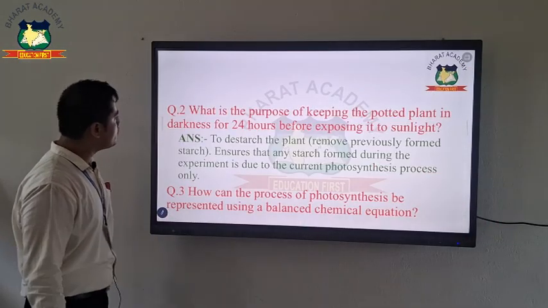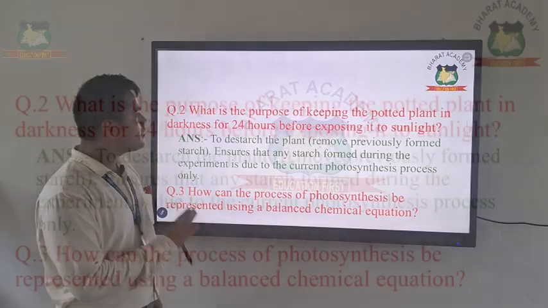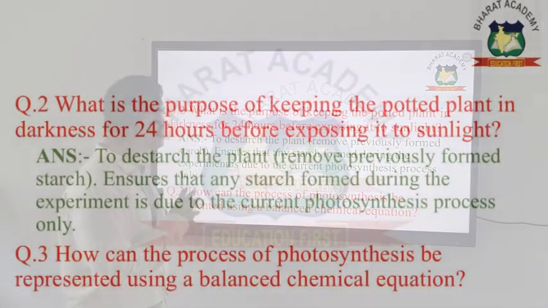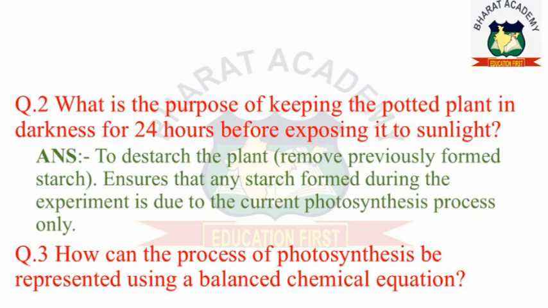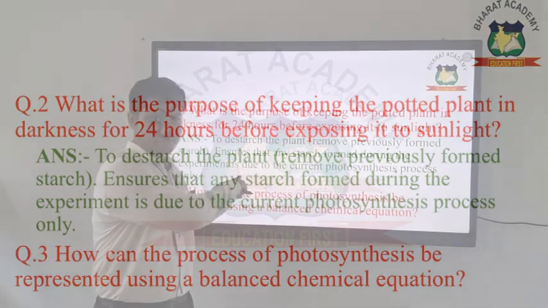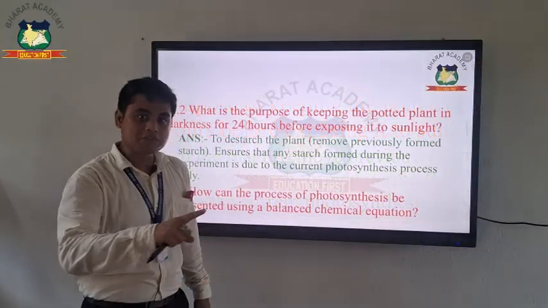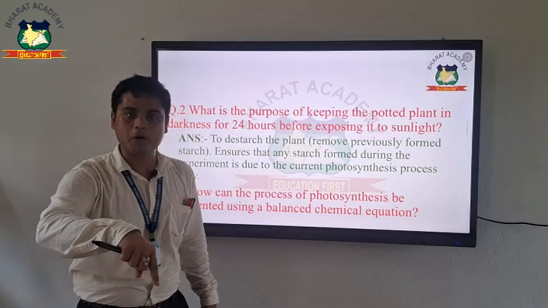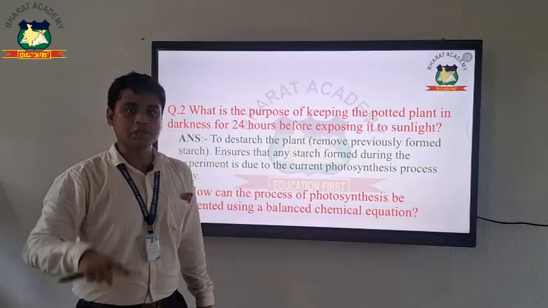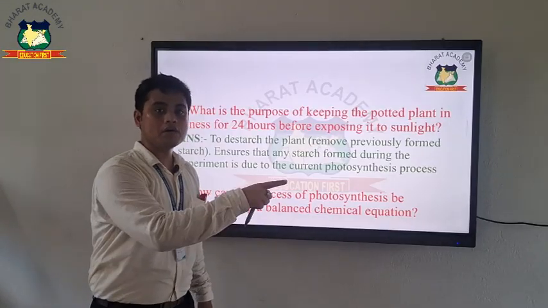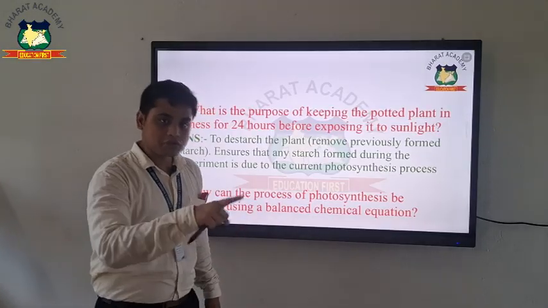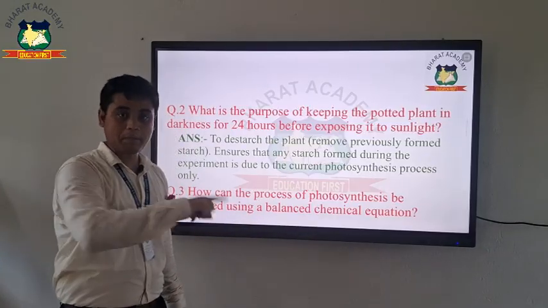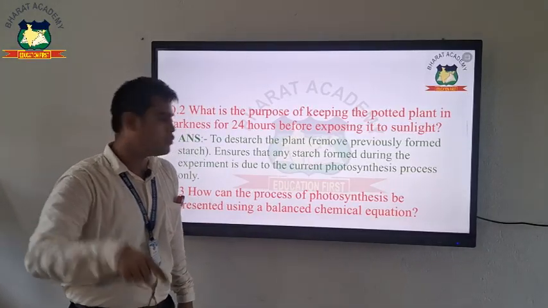Now question number 2. What is the purpose of keeping the potted plant in darkness for 24 hours before exposing it to the sunlight? I already discussed that. This is a very important step. If we do not perform this step, how can we conclude this starch is formed by the photosynthesis process? That's why previously formed starch must be removed. So that is the importance of this step.